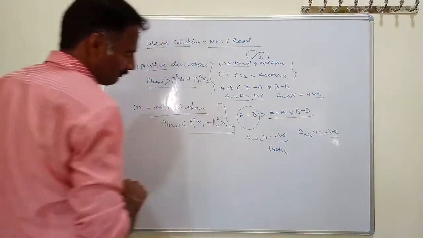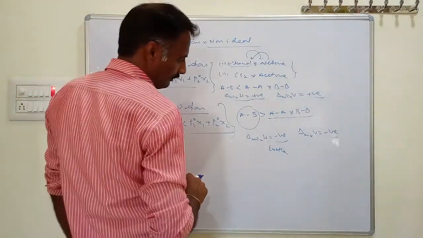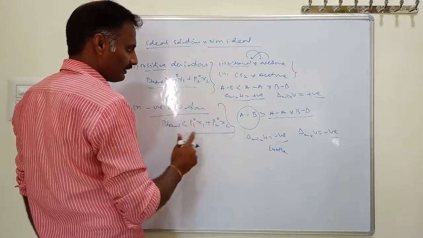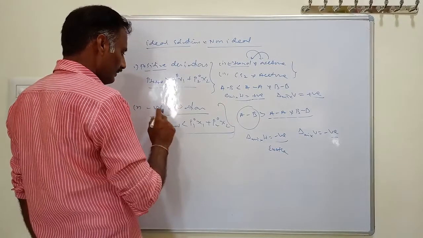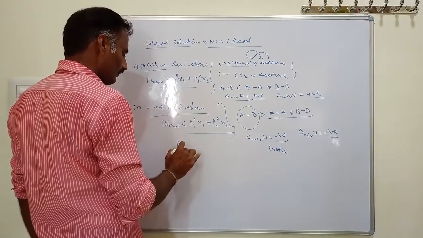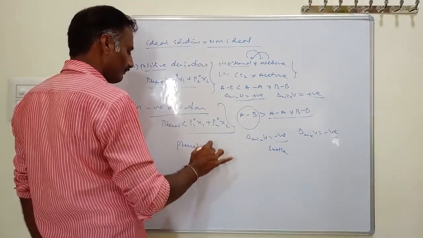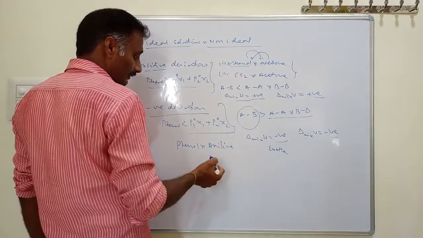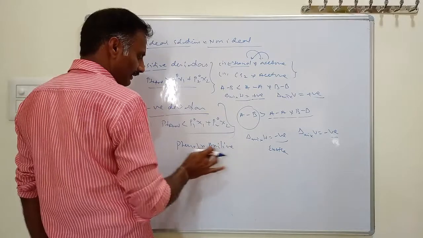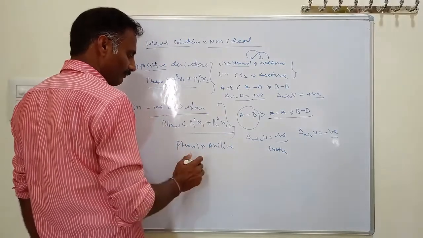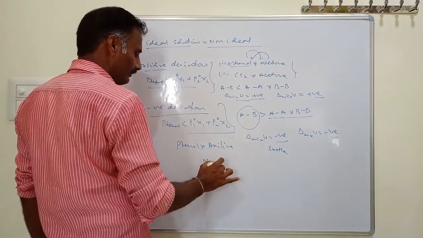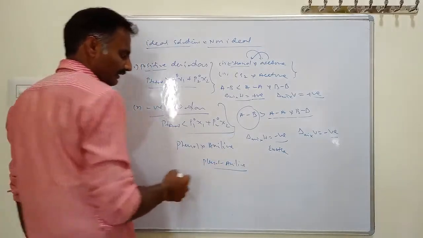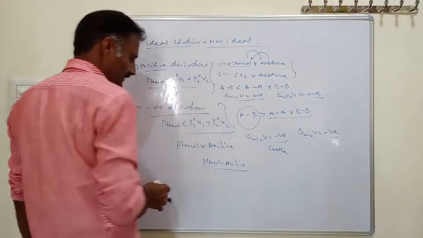Then this is one more example. In this case, the non-ideal solution example we have taken for negative deviations is phenol and aniline. Here the attractive force between aniline and aniline, and phenol and phenol, is less when compared to phenol and aniline. Phenol and aniline are held by hydrogen bonds. That's why this shows negative deviations.